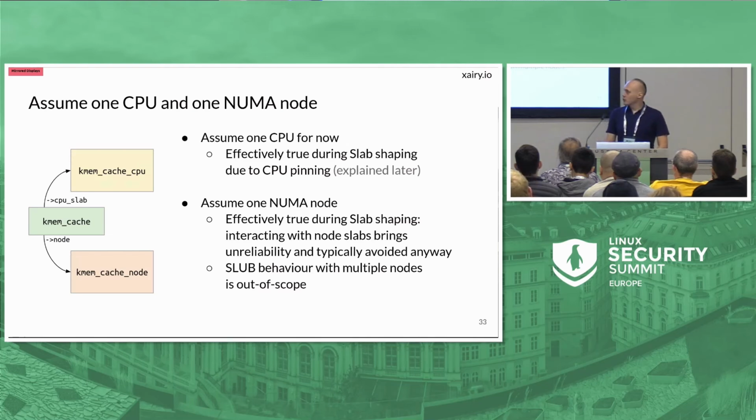And for the CPU, for now, we're also going to assume that we have only one CPU. The reason is that usually during slab shaping, you want to avoid different kinds of cross-CPU interactions. As a result, you pin your exploit process to a single CPU, and you only interact with the SLUB state for a single CPU. But in some cases, other CPUs might come in and might be relevant, so we're going to discuss those a bit later. So for now, just one NUMA node and one CPU.